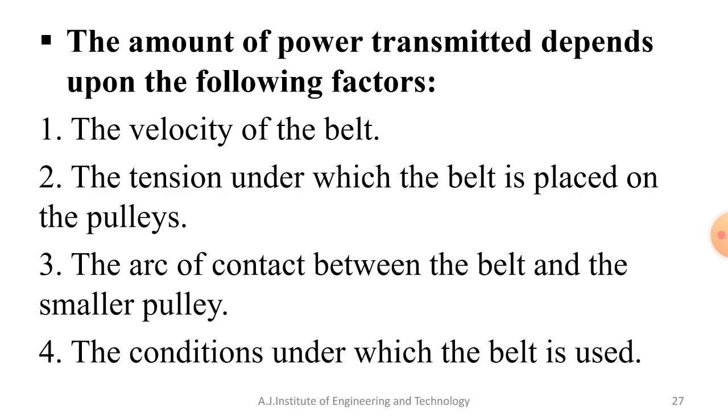The pulley that is connected to the driven shaft, we call it the driven pulley. Because a belt touches the pulley surface, not entirely, only some portion of the belt is in contact with the pulley surface, and that is called the arc of contact. If this arc of contact increases, then you will get maximum power transmission.